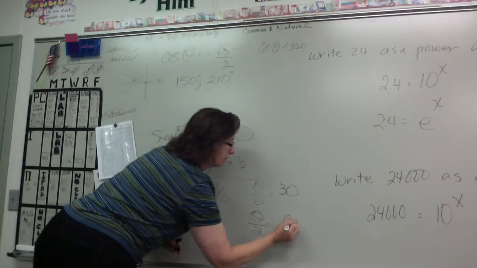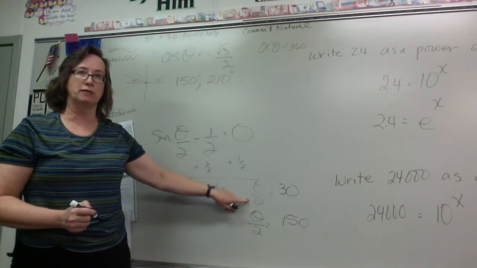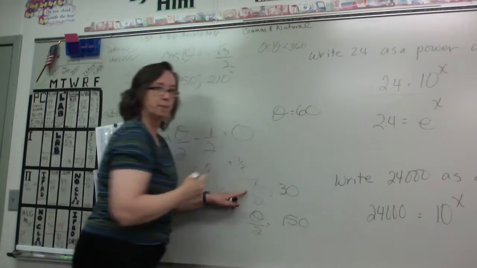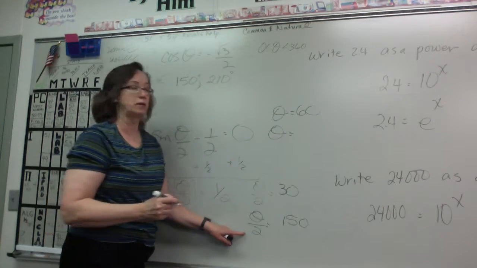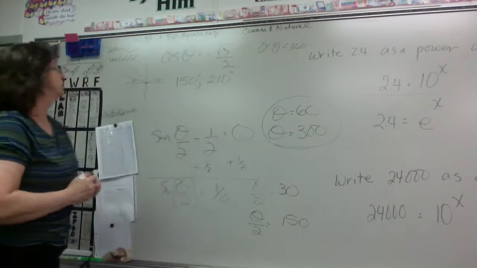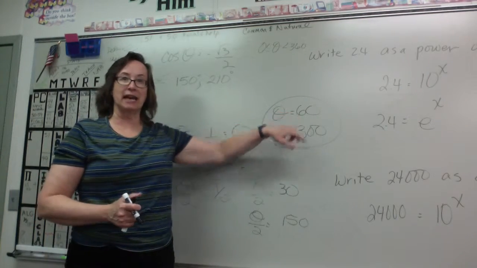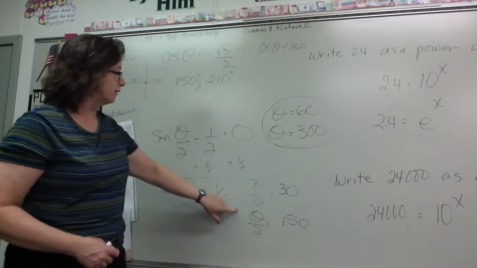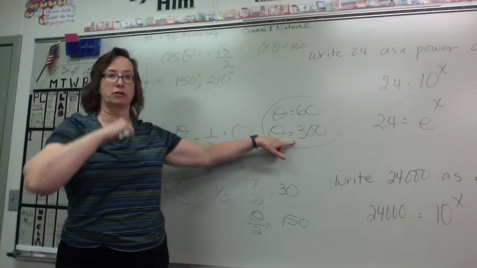150. Yeah, 150. Okay. Now, what happens when I multiply by 2 to get my theta by itself? Theta becomes 60, and theta becomes 150 times 2, which is 300. Okay. So now I've got a 60 and a 300 as my solutions for that one. Whenever that happens, you have to make sure that you don't run outside of the unit circle, okay?